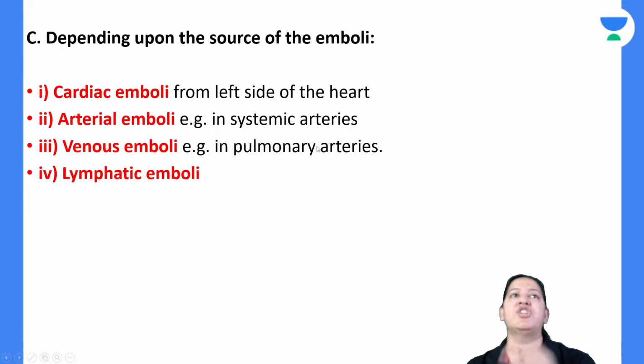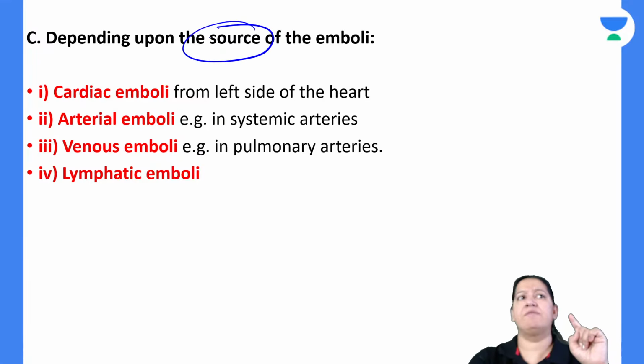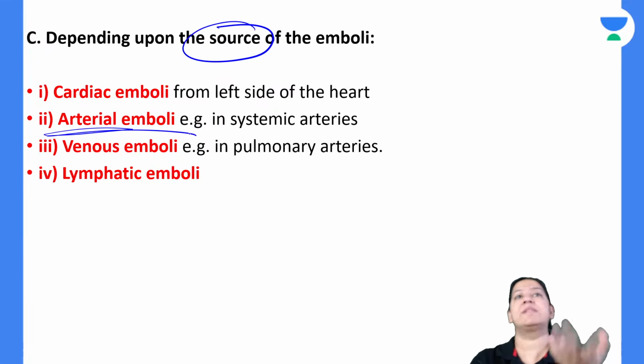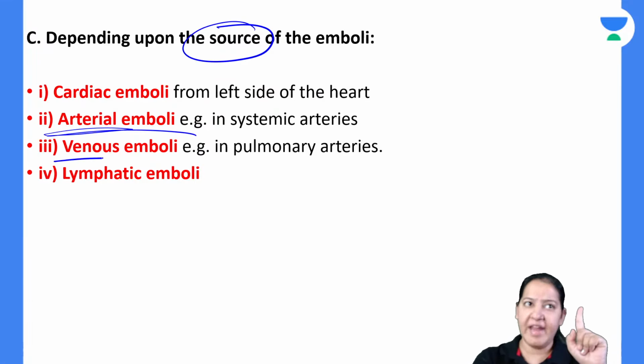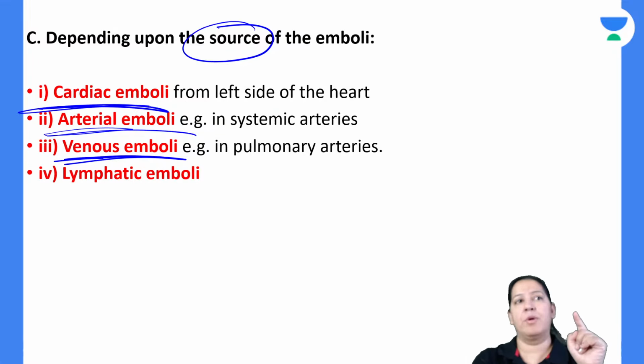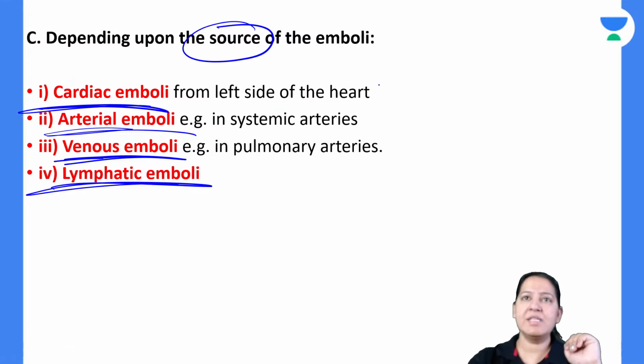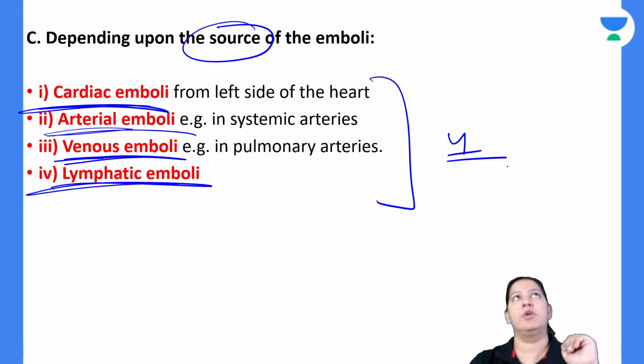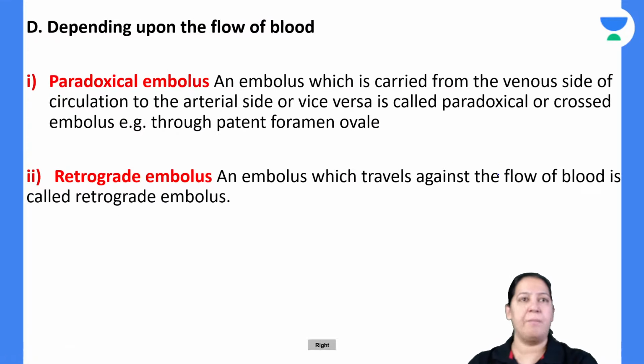The third classification is the source of the embolus. If the embolus is present in an artery, it is known as arterial embolus. If it is present in a vein, it is known as venous embolus. If it is present in the heart, it is known as cardiac embolus. And if it is present in the lymphatics, it is known as lymphatic embolus. So these are the 4 types of emboli. You got it?